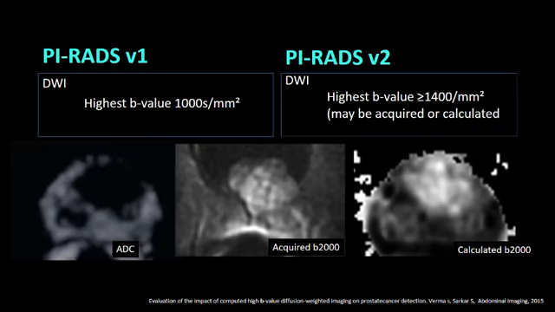One of the big changes between 1 and 2 was the diffusion. The highest b-value was 1,000 in version 1, but it was 1,400 or greater for version 2. You can see the dark area, a large tumor anteriorly. You can acquire that using a high b-value, or you can calculate it, and there's good data now showing that it's the same. If you acquire very high b-values, your signal may be distorted and you can get a ghosting artifact, as opposed to the calculated b-value, which doesn't give you distortion and gives equal results.